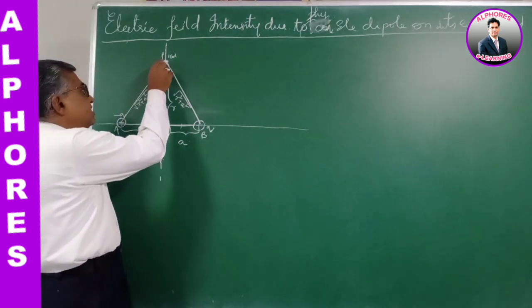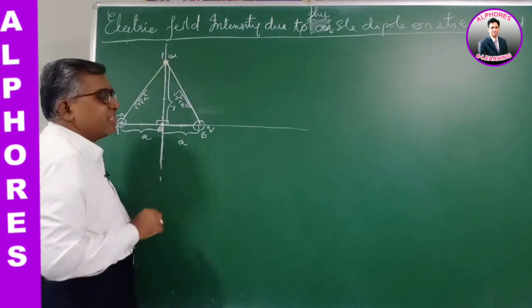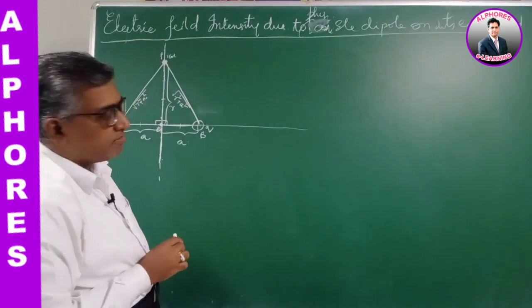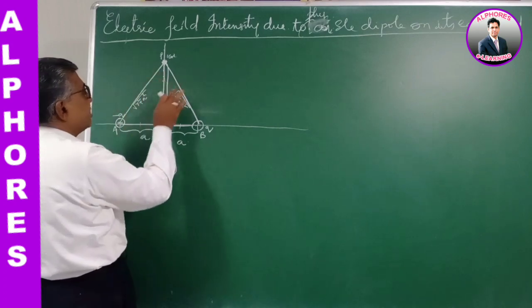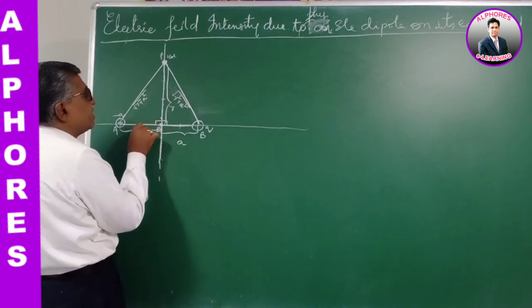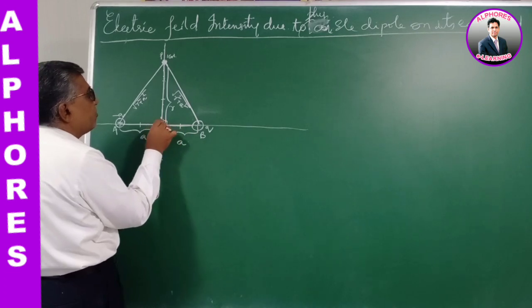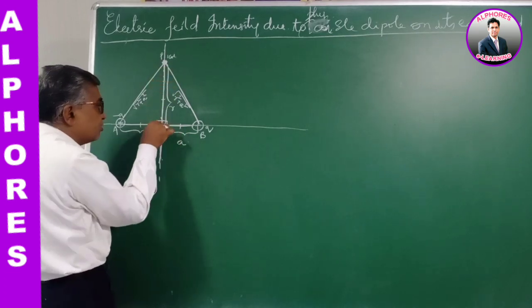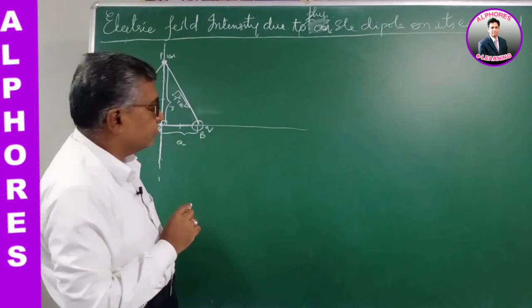Now what is the electric field intensity at this point P? We have to find the electric field intensity at point P. The respective distances are like this. These two triangles are similar triangles. Remember, this side is the same; both are perpendicular and this is the common side. Both are similar triangles.